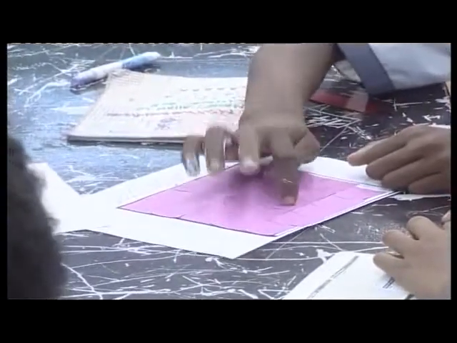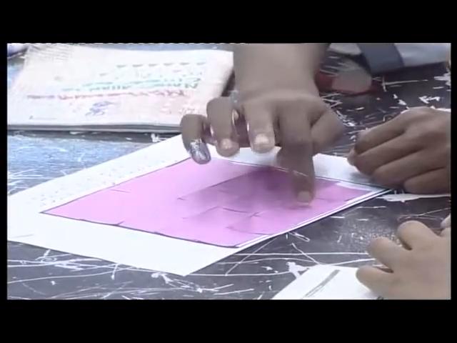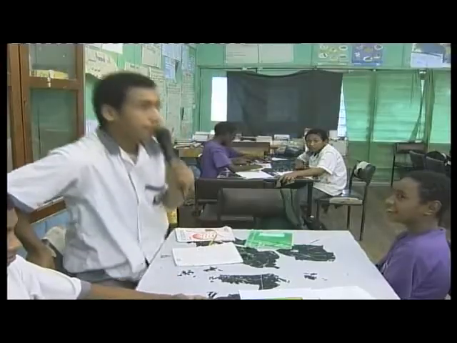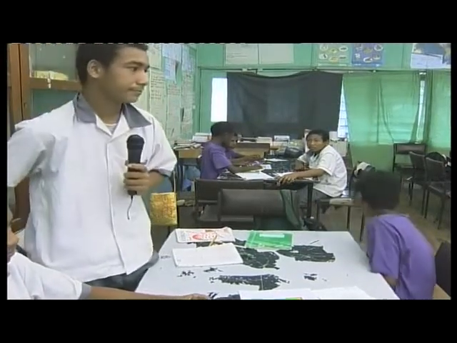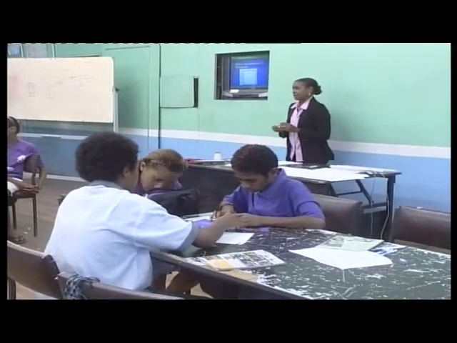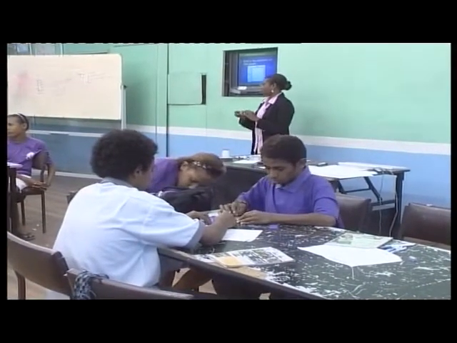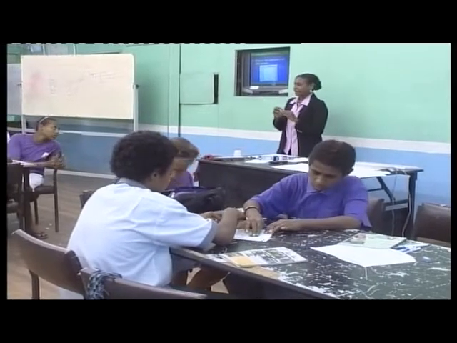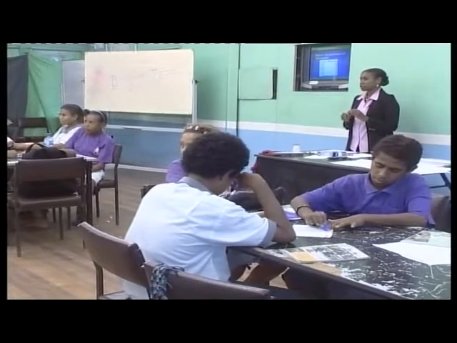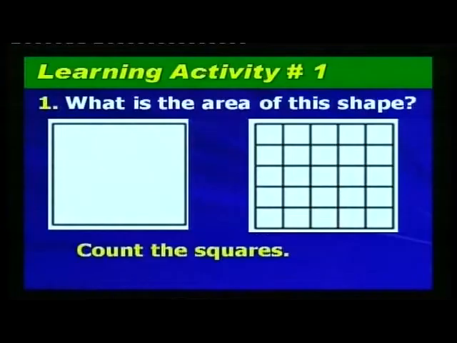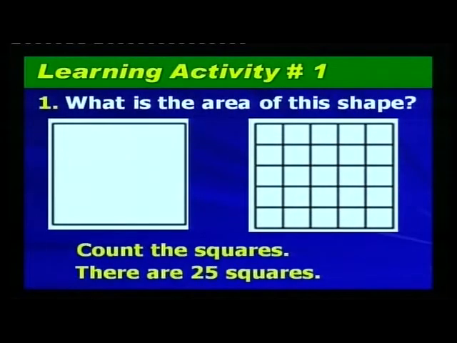Rodney, how many squares have you pasted on the shape that you have in front of you? 25 paper. 25 papers. Okay, very good. Do we all agree that we have pasted 25 cards onto that shape? Yes, there were 25 cards given to you to fit onto the shape. You have counted the number of squares, and there were 25 little squares that you have pasted.